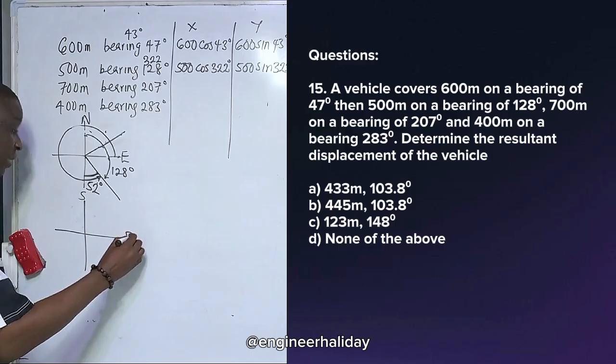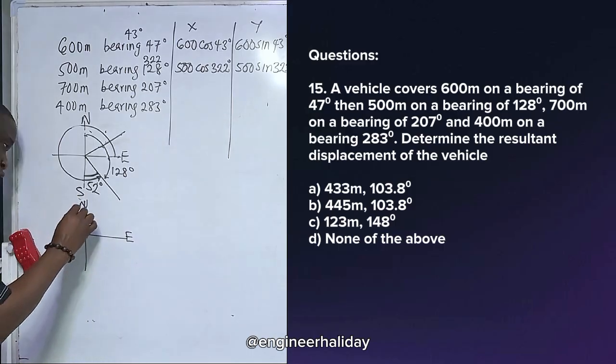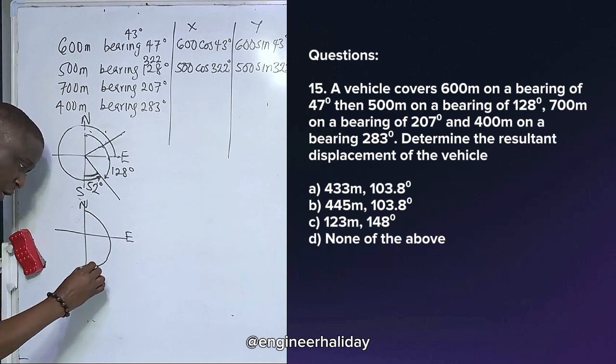The next one says, look at it, let me draw that one here. North. So you start from here, north, and rotate 207. 207 is above what?